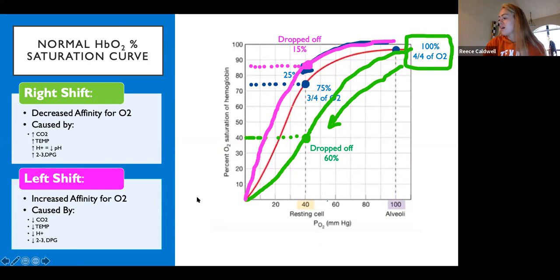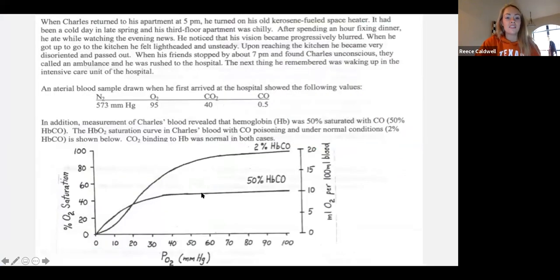Okay, cool. So that was kind of just an intro to what we're going to be looking at today. So now we'll get into our first question. What we have here is this guy named Charles. He has this kerosene fueled space heater, which is releasing a lot of carbon monoxide into his apartment. All of a sudden, he is noticing that his vision is blurring. He feels lightheaded, disoriented, and suddenly he passes out.